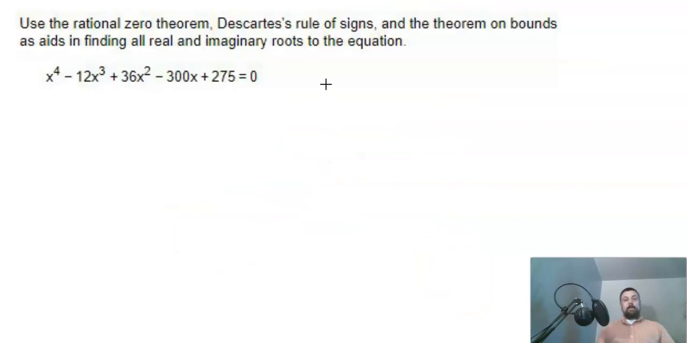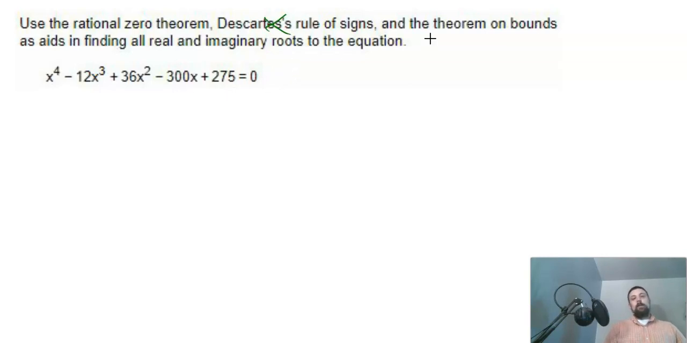All right, so here's the last example. And it's a doozy, right? It's a degree 4. So that means we will have 4 roots. Again, counting multiplicity. So if you get the same root twice, you have to make sure you count it as 2, right? And we have a big number, 275. It's huge. All right, use the rational zero theorem, which is also called the rational root theorem in some textbooks.